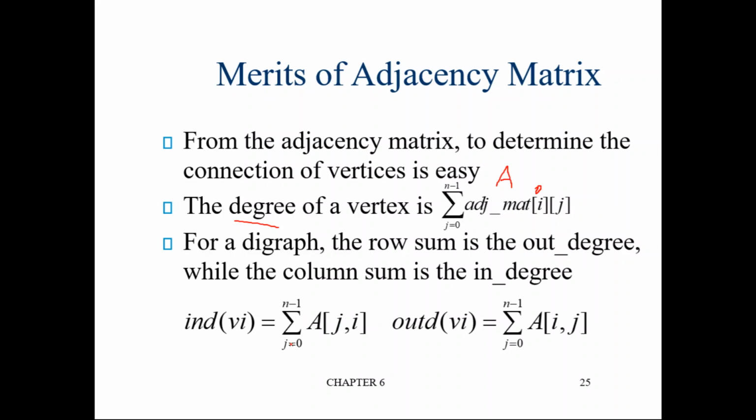j equal to 0 to n minus 1. Here also j is equal to 0 to n minus 1. Here it is A of j comma i, whereas here it is A of i comma j. i is row. Here row is constant. When you want to calculate the degree of a vertex from the adjacency matrix of an undirected graph, row is constant, column is changing.